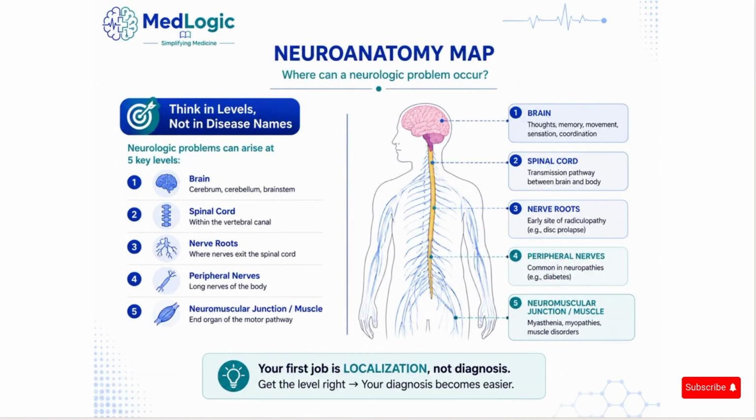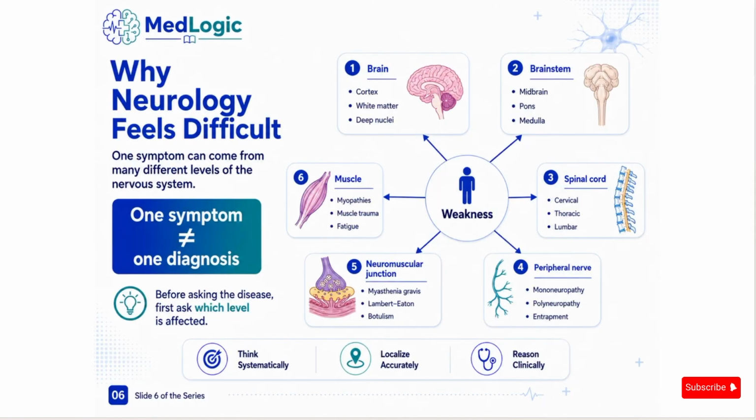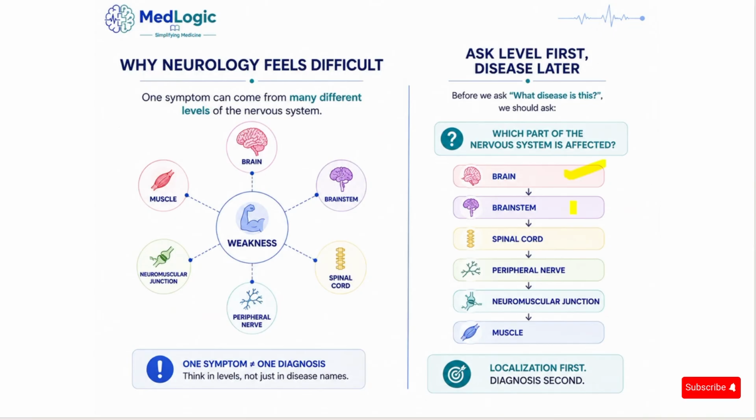Neurology feels difficult because one symptom can come from many different levels of the nervous system. For example, if a patient has weakness, the problem may be in the brain, brainstem, spinal cord, peripheral nerve, neuromuscular junction, or muscle. So before we ask, what disease is this, we should ask, which part of the nervous system is affected? To make neurology easy, use this 5-step framework: LTFUE.